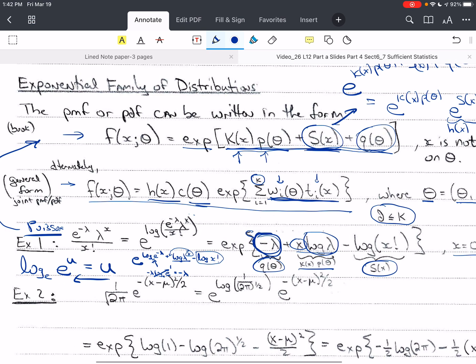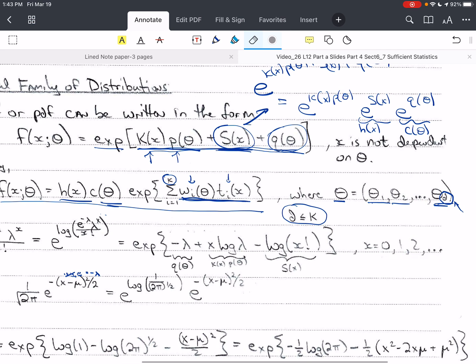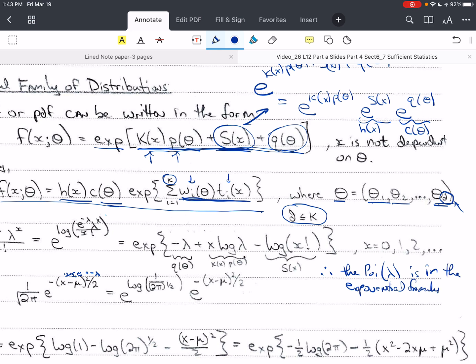And so we have now written this. Let me clean this up. We have now shown that this is an exponential. Therefore, the Poisson lambda is an exponential family, or is in the exponential family of distributions.